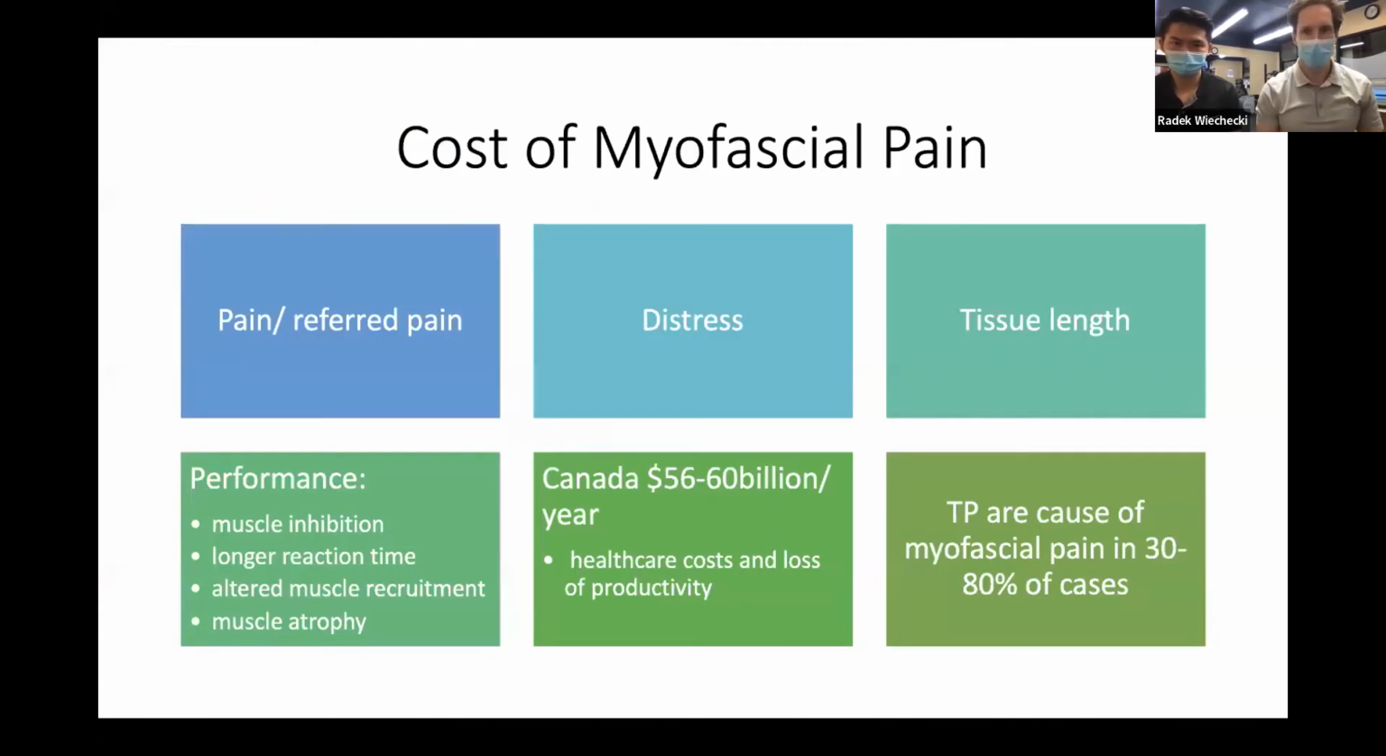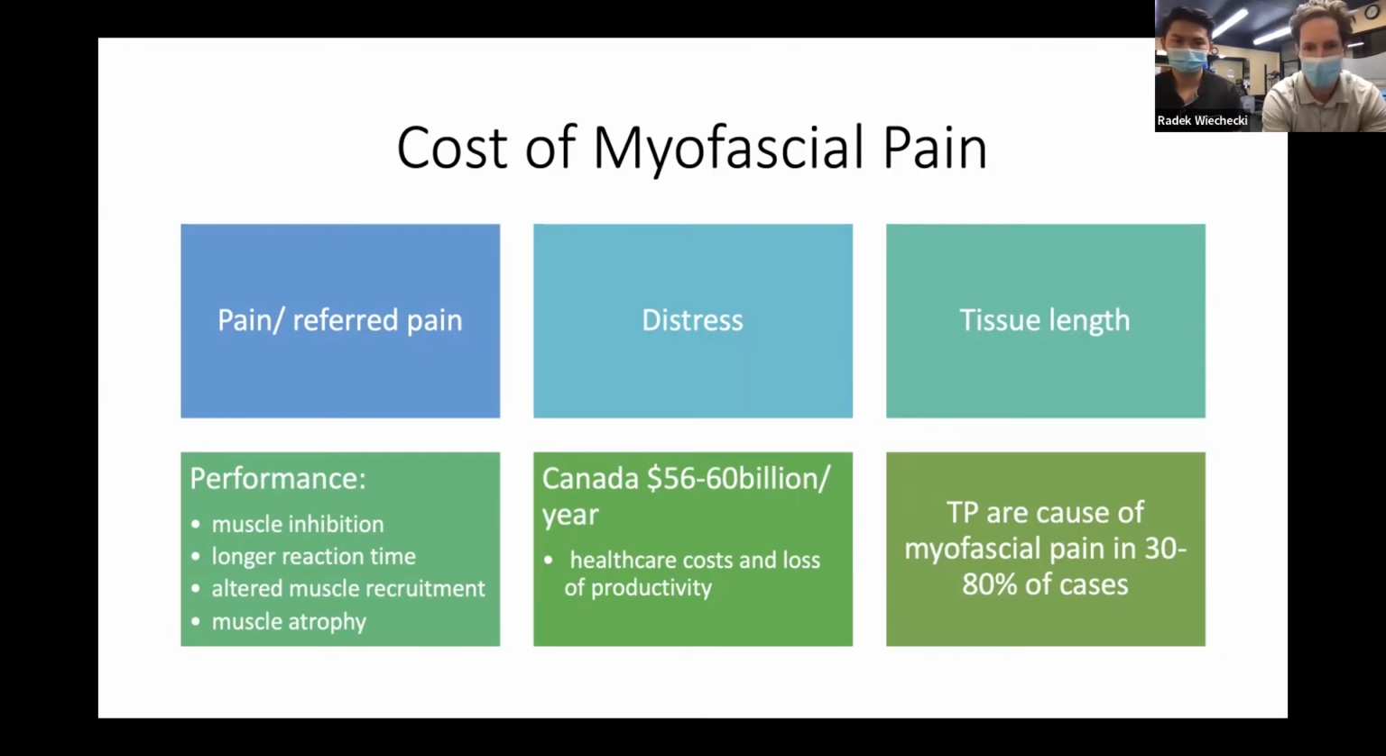So what's the cost of having myofascial pain? Generally speaking, you're going to have pain, which gives you some level of distress, either physical or psychosocial. As a result of these little contractions within the tissue, you might have tissue length changes, essentially tightness, which results in performance changes like muscle inhibition, longer periods of reaction time, altered muscle recruitment, and to some degree, a combination of these things can lead to muscle atrophy.